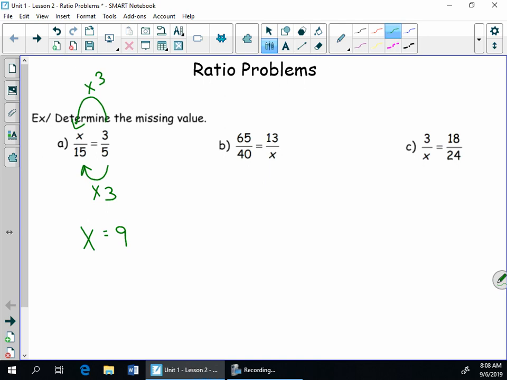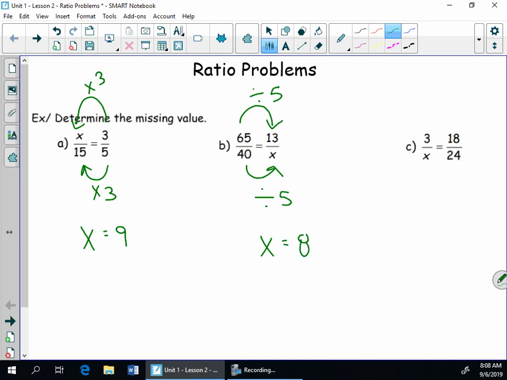If we take a look at the second one, 65 over 40 is the same as 13 over something. And this one's a little bit trickier because I can't, off the top of my head, think of how to turn a 65 into a 13. I know it's getting smaller, which means I'm dividing. Well, what am I dividing by? If you're not sure, type in your calculator. What is 65 divided by 13? Turns out it's 5. So I've got to turn a 40 into something. I'm pointing the same direction, so I'm going to do the same operation. Let's divide by 5. And x is 8.